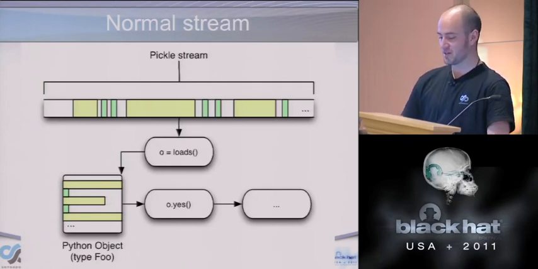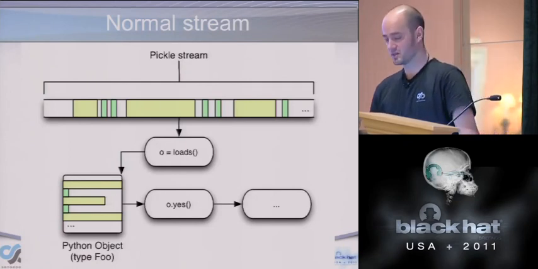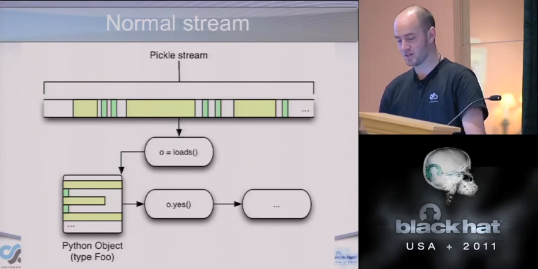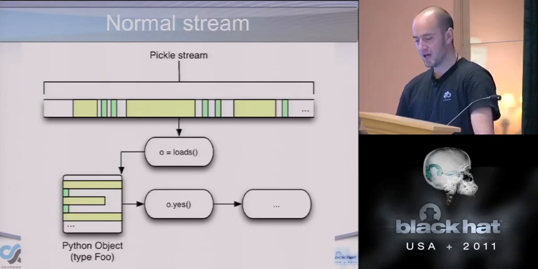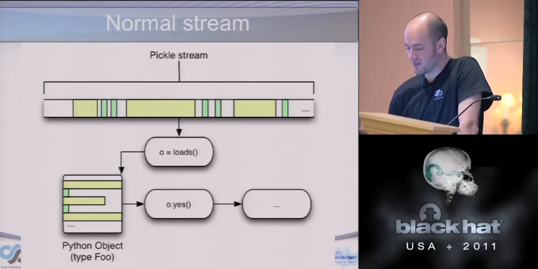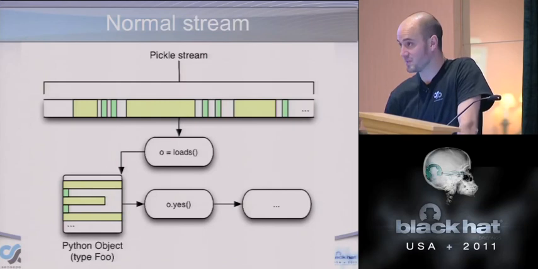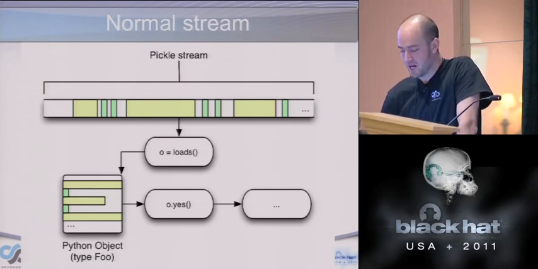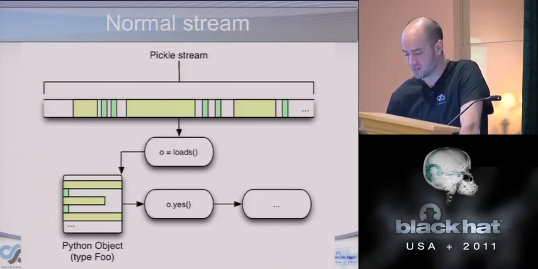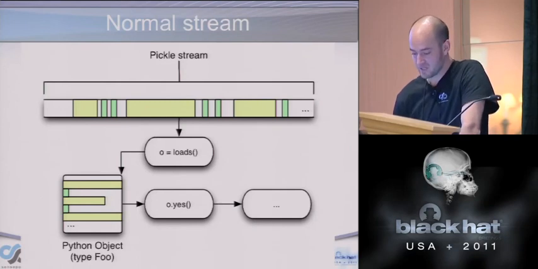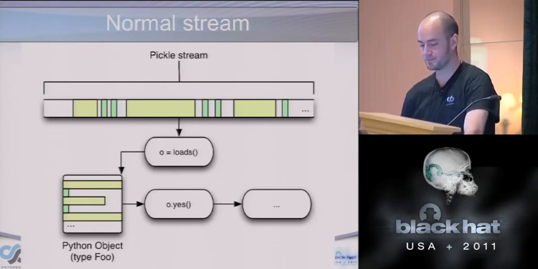You'll notice that I've got data in the pickle stream: strings, which are yellow here, and integers, which are green. When the PVM finishes executing, that data gets placed into this live object, so that data becomes accessible inside of the object. Later on in the original Python program, it's possible to call methods that this class supports, for example o.yes. And then the application can continue executing because it's dealing with an object that it expected.